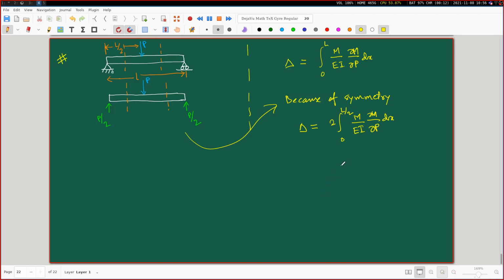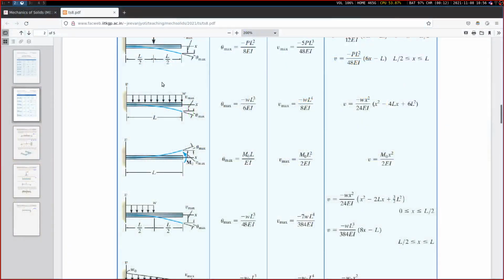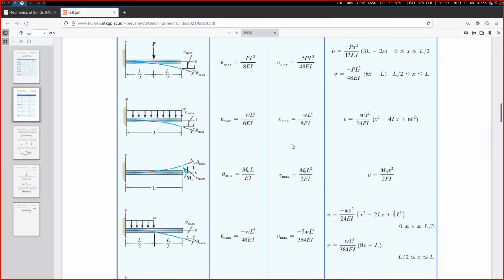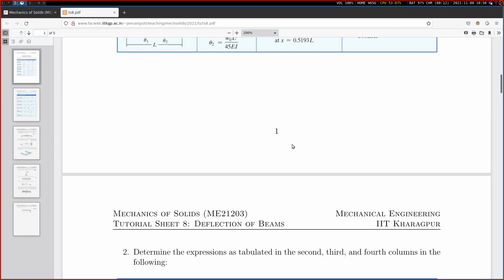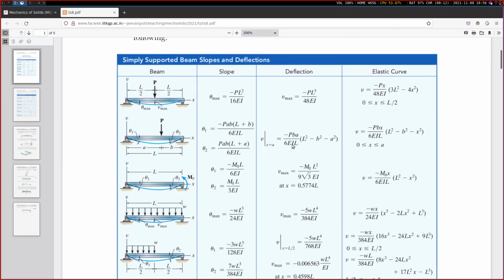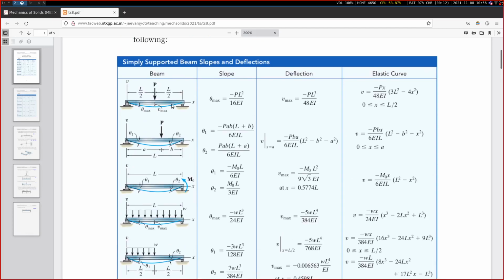Okay, so you try to do this once on your own, because I want to end the class now, and then you go back to the deflection of beams tutorial sheet and look at this. See if you get this answer, PL cube by 48 EI, the deflection at the midpoint, or not.